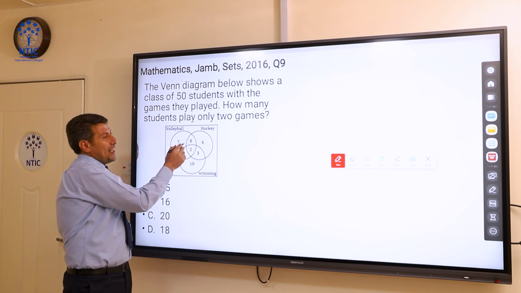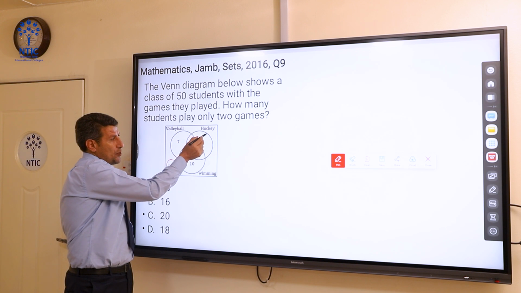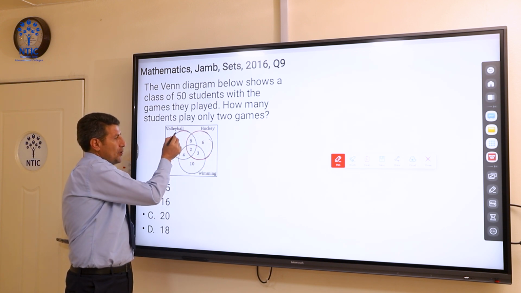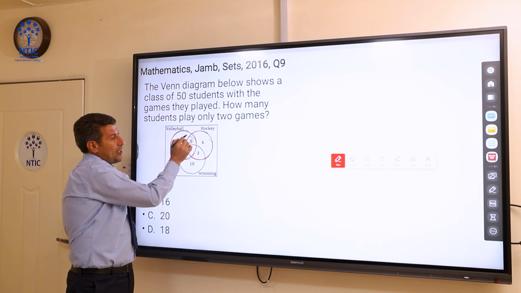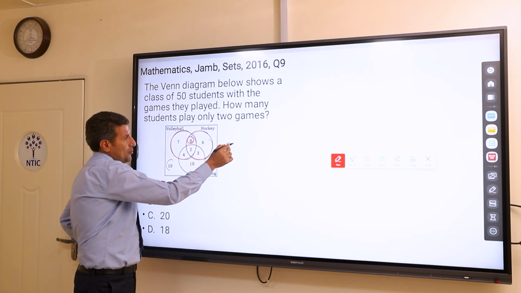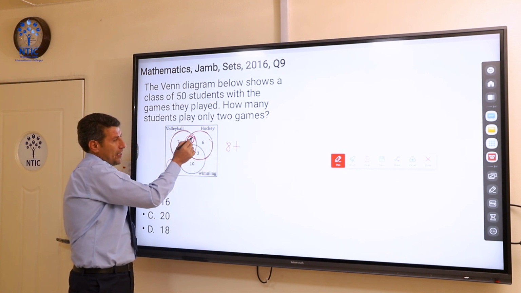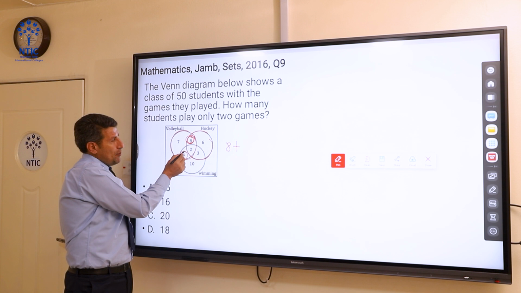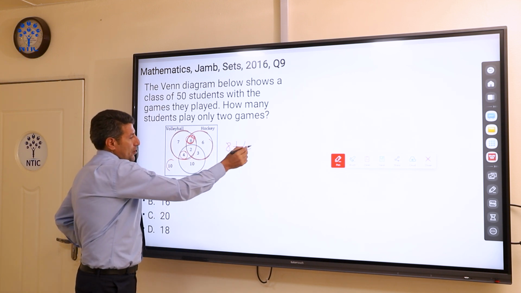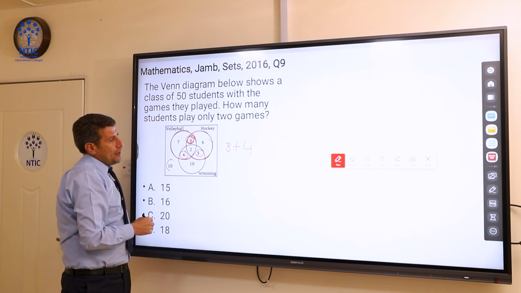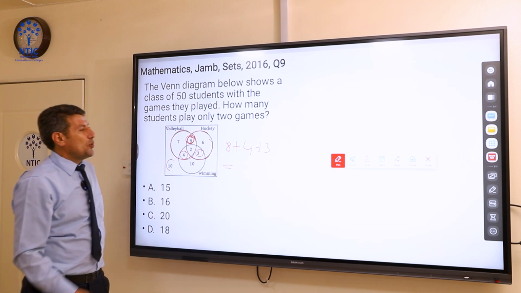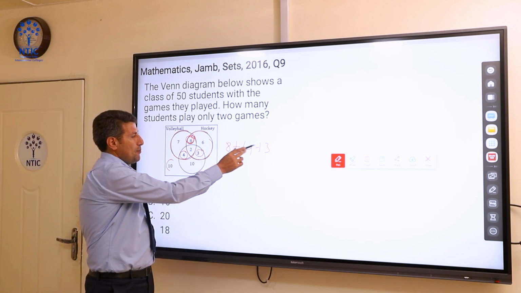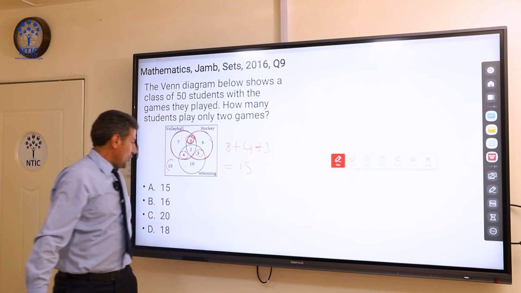Then for those that play 2 games, we check the ones that are inside 2 sets, inside the border of 2 sets. When you check hockey and volleyball, you see that these 8 are only inside those 2. They are only inside volleyball and hockey, these 8. So we are going to find the students that play only 2 games. We take this one, 8. Then this one, they are playing only volleyball and swimming, which is 4. And this one too, they are playing only hockey and swimming, so plus 3. So the students that play only 2 games are 8 plus 4, 12, plus 3, 15. 15 students play 2 games.